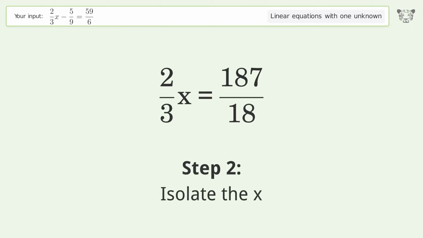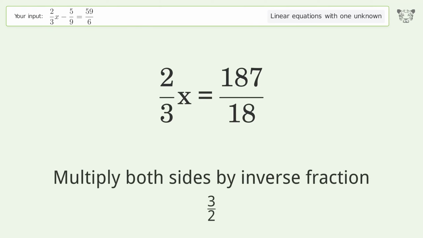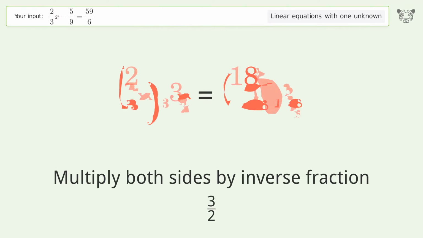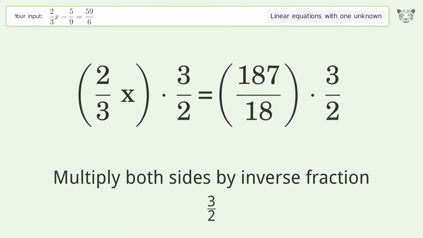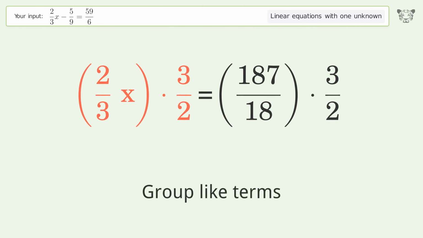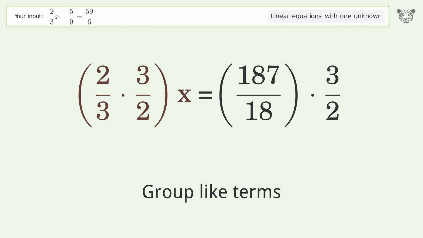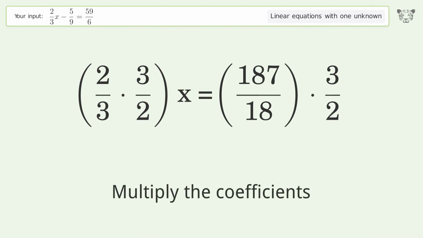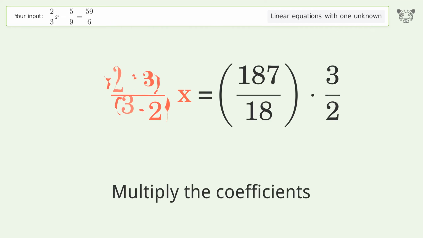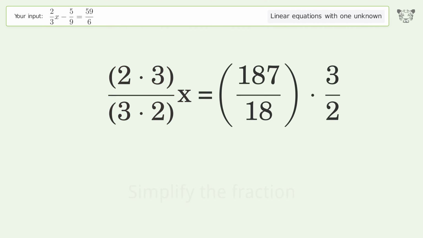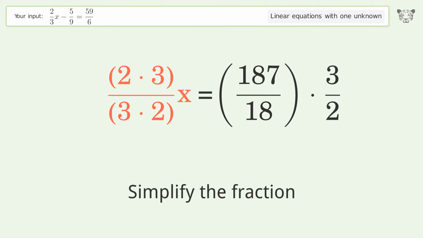Isolate the x. Multiply both sides by inverse fraction 3/2. Group like terms. Multiply the coefficients. Simplify the fraction.